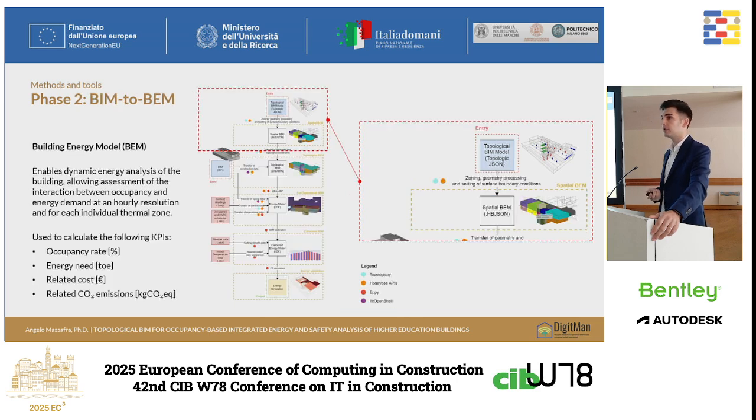Then after creating the BIM model, we pass to the second step, the creation of the BEM model, the building energy model. Here we start with the output of the previous workflow, the topological BIM model, in this case in the topologic format. We enable, with some tools, always in Python, the zoning of the spaces to produce what we call the spatial BEM, that is a non-manifold model relying on OpenStudio APIs.